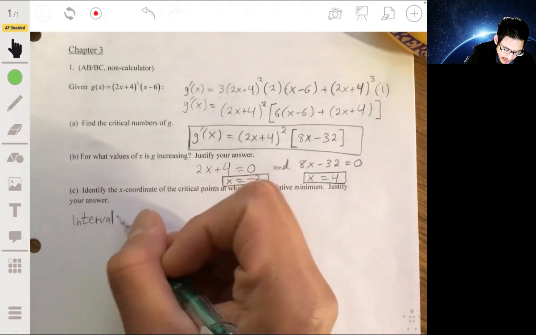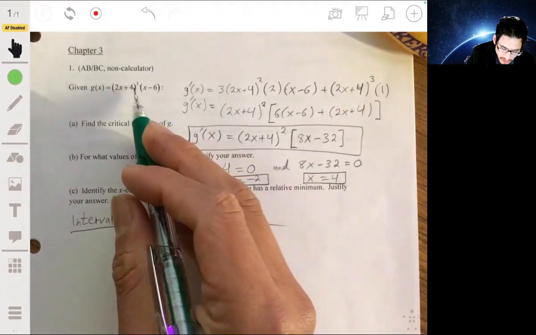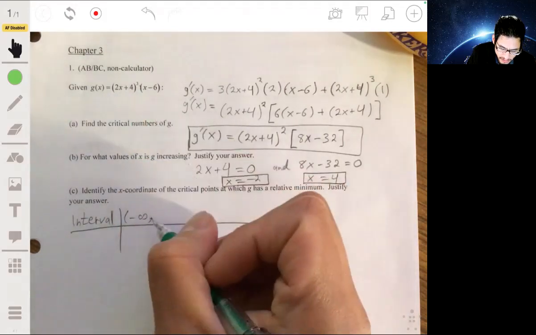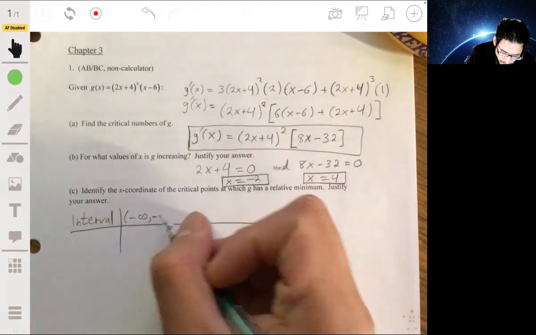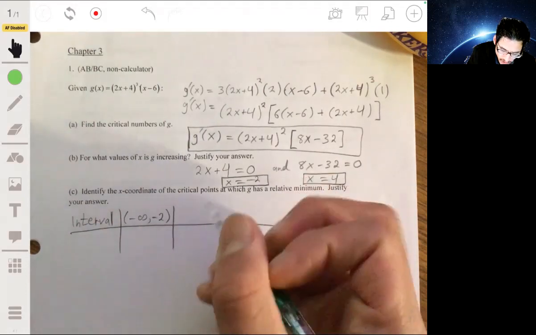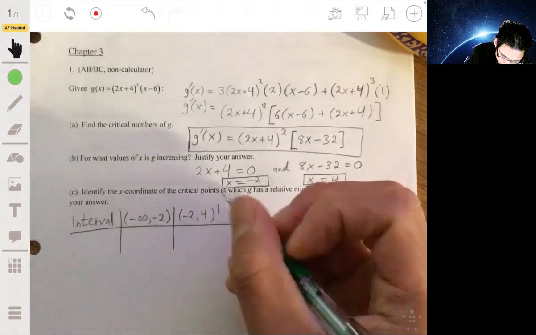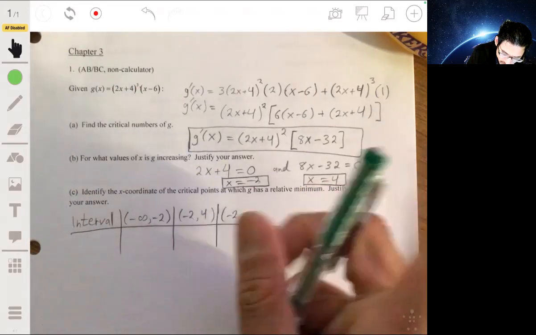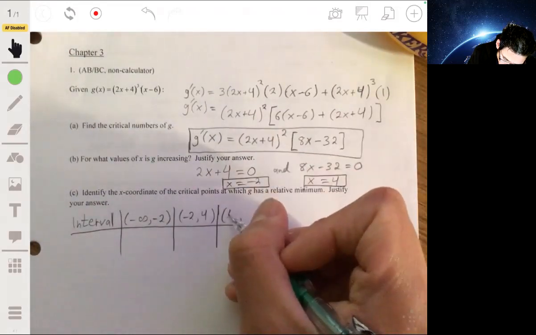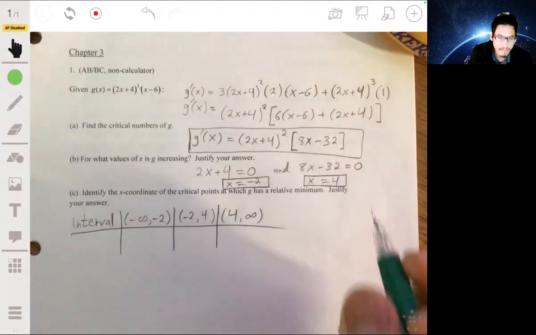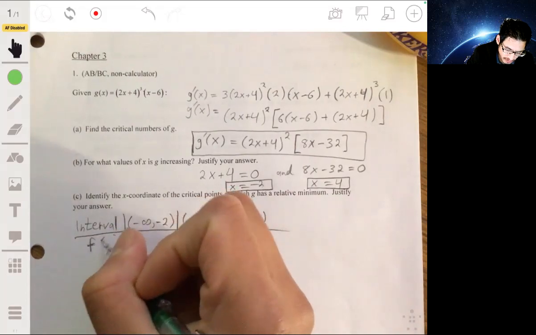We're going to analyze our graph, and we're going to break it up into the intervals at these points. Now, since this is a polynomial and there's no undefined values, we're going to go from negative infinity all the way to positive infinity. That'll be our total domain. We're going to break up our intervals at negative 2 and 4. And then we want to see what's going on in these intervals with the derivative.